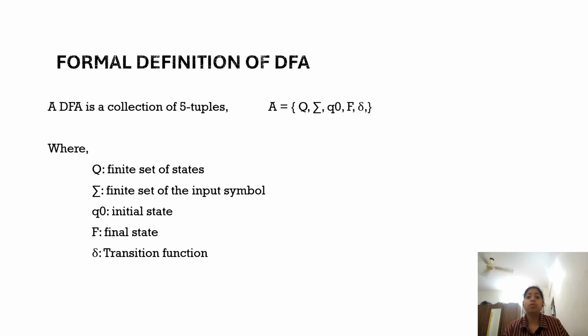Now we will look at a formal definition of a DFA. A DFA is a collection of 5 tuples. We define DFA as A = (Q, sigma, q0, F, delta), where capital Q is a finite set of states, sigma is a finite set of input symbols, q0 is the initial state, capital F is the set of final states, and delta is our transition function.